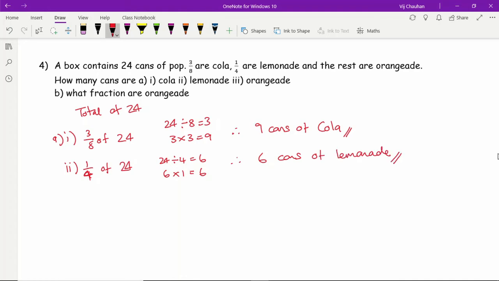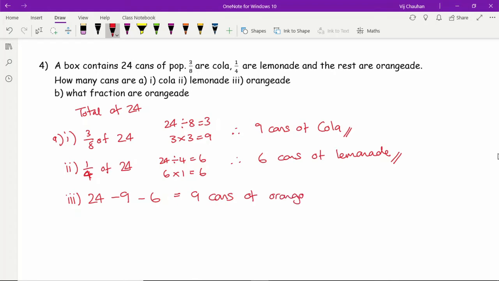And then part 3, well, there's a couple of ways in which I could do this. Probably the easiest way is saying, if there's 24 cans, how many cans are left? Well, it's going to be 24 minus 9 minus 6, which is going to give me 9 cans. So it's 9 cans of orangeade.